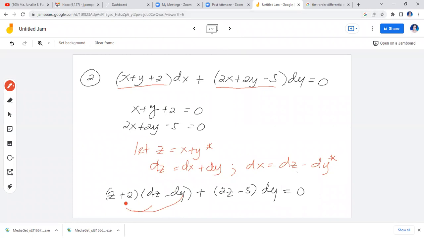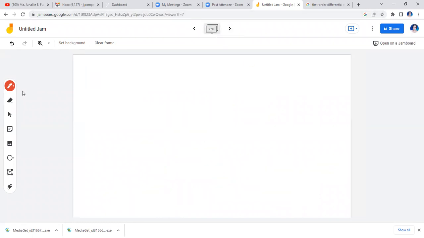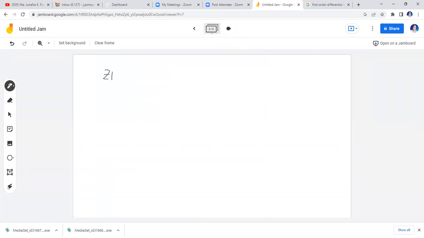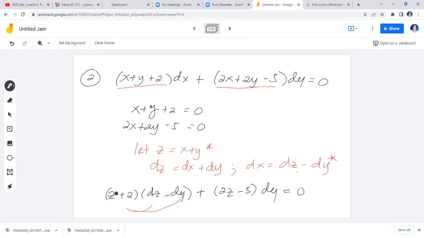So we'll do that in here. You have z plus 2, it's not x plus 2, I said x plus 2 but it's z plus 2, multiplied to dz. You use the FOIL method, then you'll have z plus 2 minus dy. Notice that I didn't multiply it piece by piece, but I multiply this as a whole, and you have there 2z minus 5.